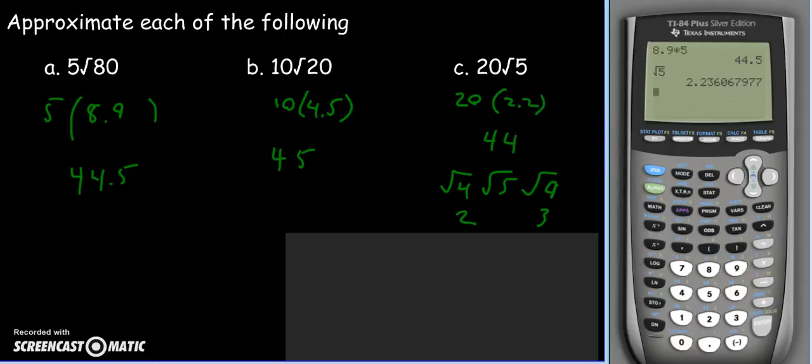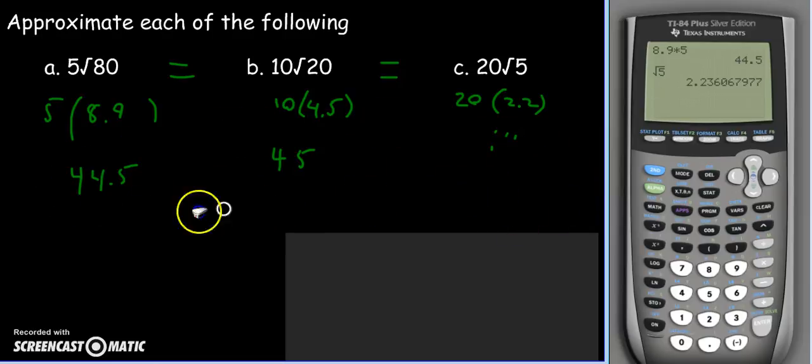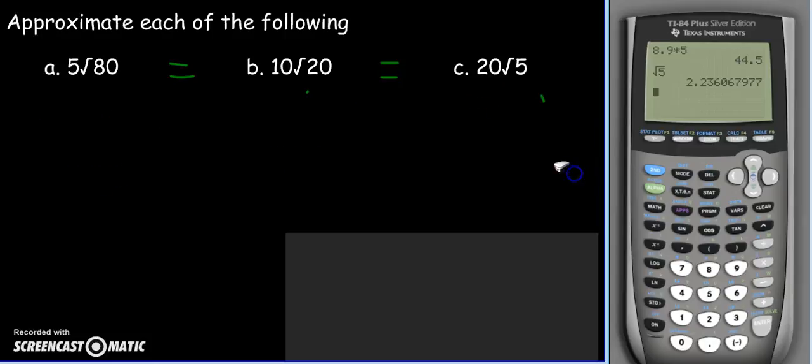You might have noticed that all of these values are approximately the same, and that's because just like there are equivalent fractions, these are actually all equivalent radicals. Because we approximated these values, there is some room for error, but these are actually all the same, and we're going to see why in a moment.